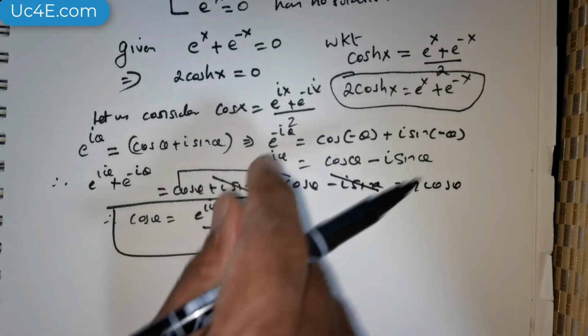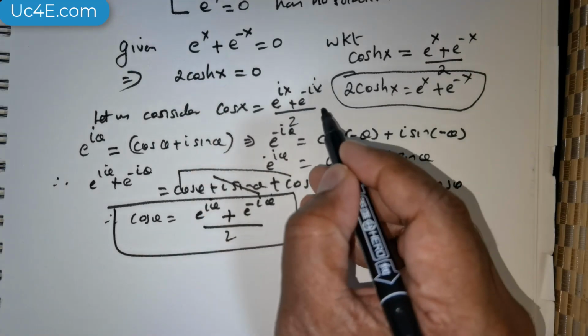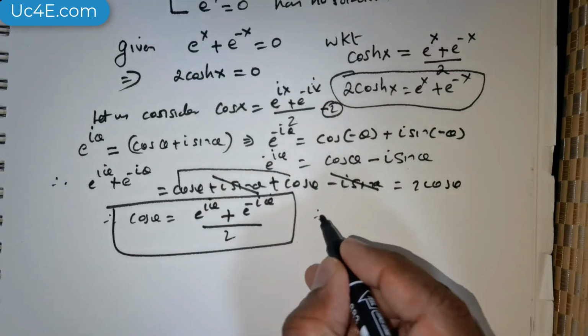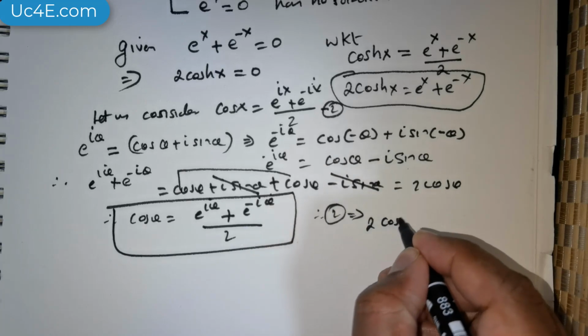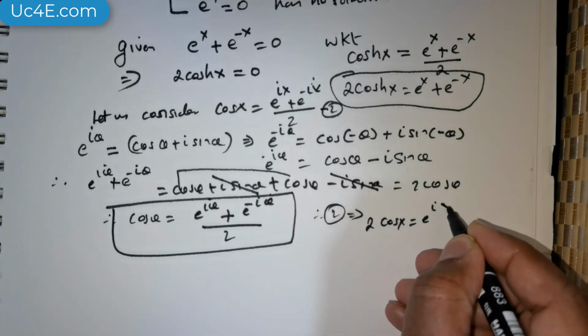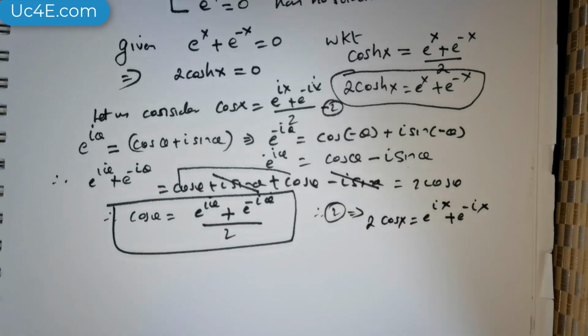So that is exactly what I have written there. Now let me go back. So let me mention this as 2. Therefore 2 can be rewritten as 2 times cos x is equal to e raised to the power of ix positive e raised to the power of negative ix, right?